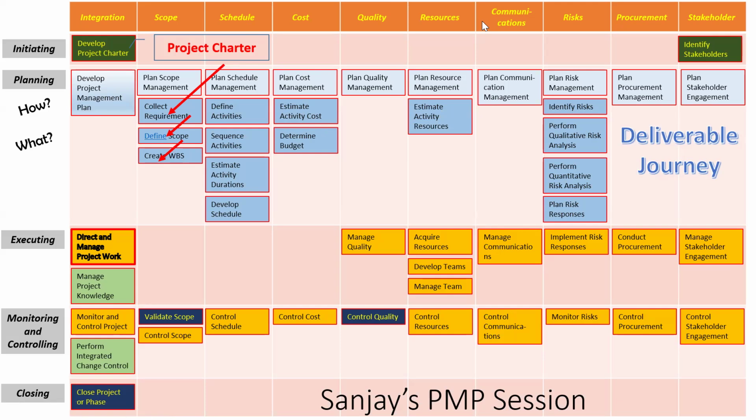Sanjay, yes, I can relate, but what's with these arrows? How are these connected to outputs and inputs? Basically, project charter is an output of develop project charter, correct, Raj? Yes. And by that arrow I am connecting it, so for collect requirement, project charter is an input, correct? Okay.